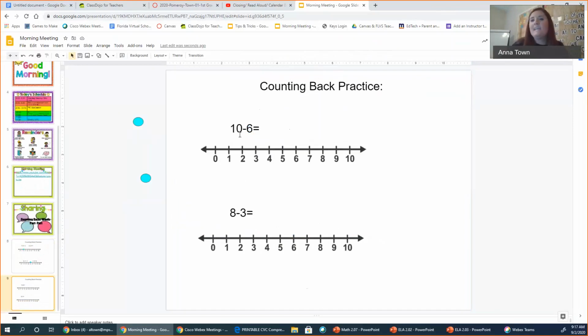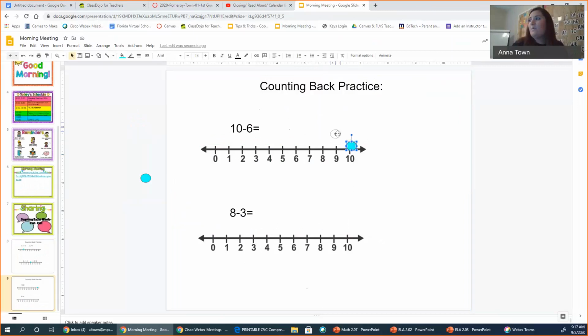Let's move on to these 2 number lines. We have 10 take away 6. Who can walk me through 10 take away 6? Yes, our first step is to place our pencil on the whole, which is 10. Now what are we going to do? Oh, yes, go backwards. We're subtracting. How many hops backwards? 6.